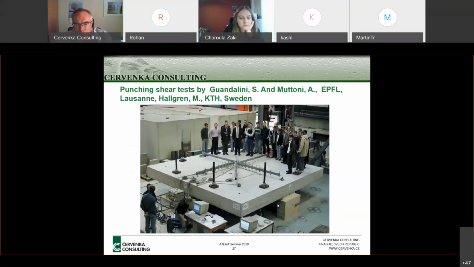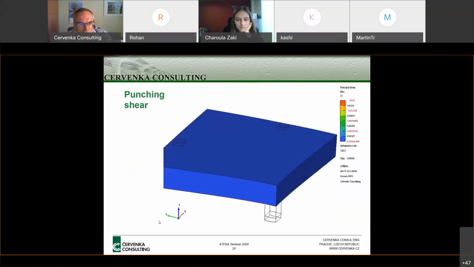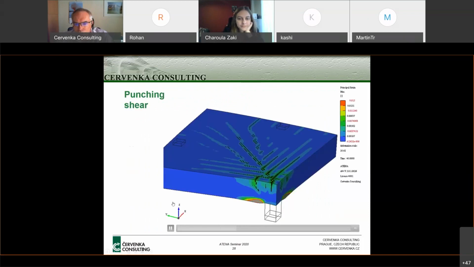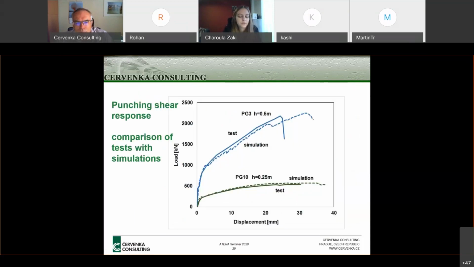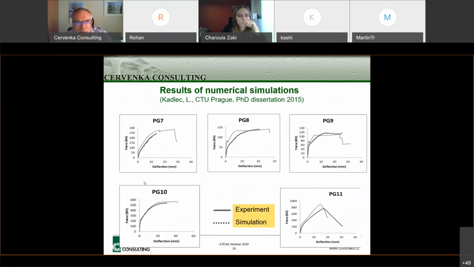So this shows just some of the tests that we used, these very nice punching tests by Muttoni and Algren. Here are some videos, animations from our analysis. So this shows the video from this punching analysis. Here you see a comparison of some of these curves for two of the slabs. I'm sorry, these are slabs, punching slabs.